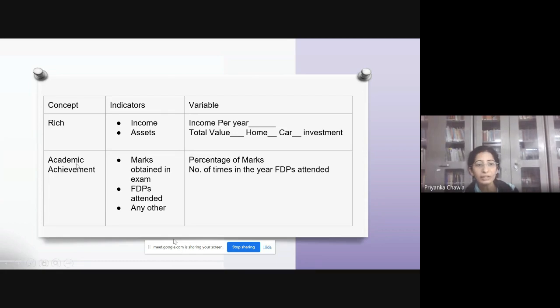So how to measure this concept? We will measure it with the help of these indicators: marks obtained in the exam, FDPs attended, or the number of times or frequency of attending the FDPs, or any achievement, how many medals, how many awards he has received. So these are the indicators on which this concept is prepared, right?